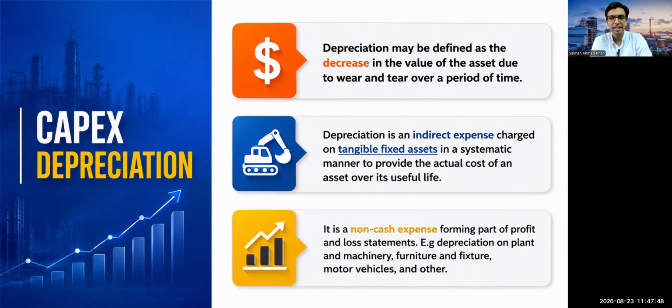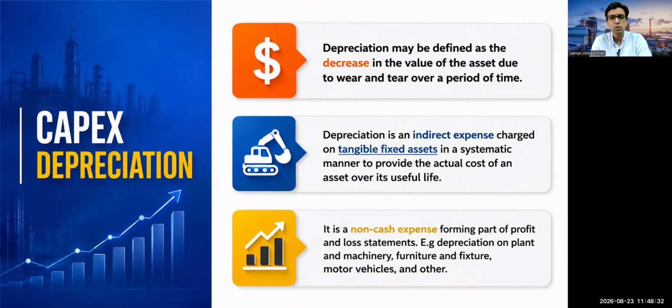Depreciation is basically an indirect expense charged on fixed assets in a systematic manner to allocate the actual cost of an asset over its useful life. It is a non-cash expense forming part of the profit and loss statement. Examples are depreciation of plant and machinery, furniture and goods, and vehicles, like the motor vehicle example I have given you. Another example: you purchase a mobile phone for 30,000 rupees, and after 5 years it sells for 15,000, based on its depreciation due to wear and tear and the decrease in its actual life.